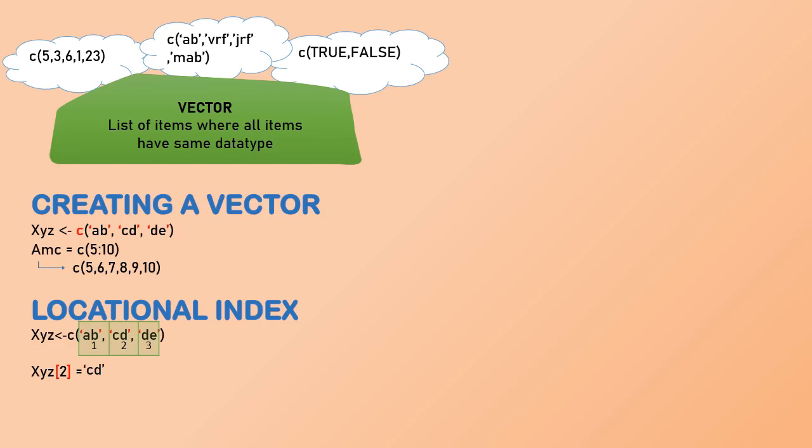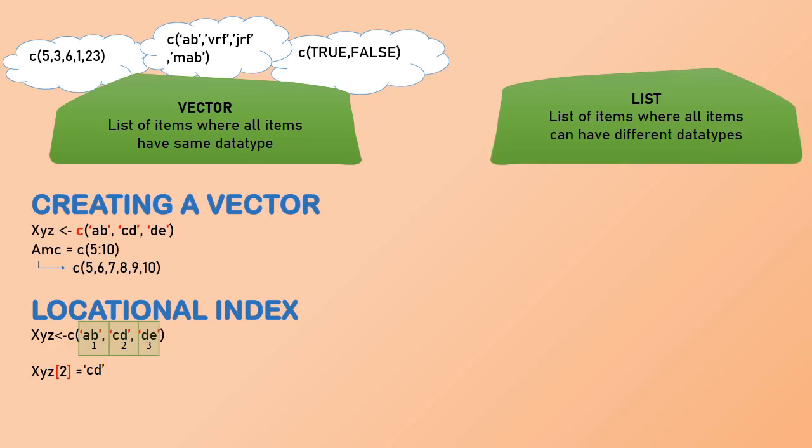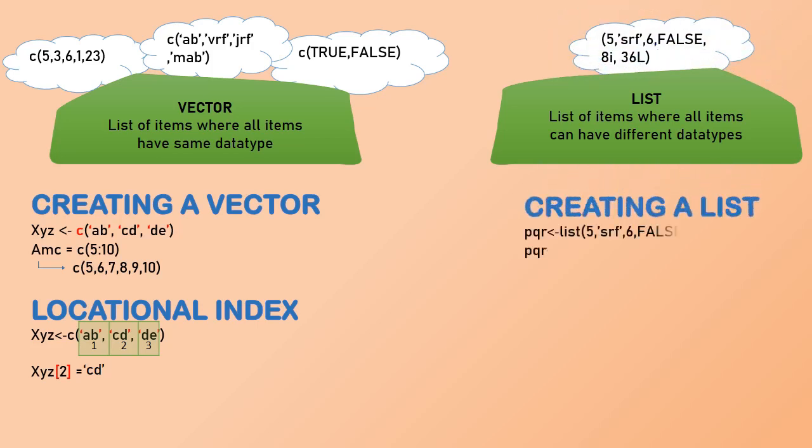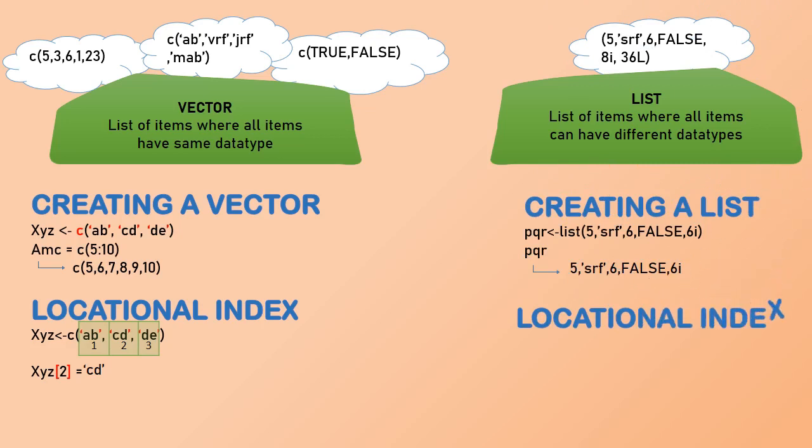Similar to vector, there is another data structure called a list. The only difference is that the items in it can belong to different data types. One can create a list by making a list of items in parentheses and adding list before it. Similar to vector, each item here is also given a location index. For example, PQ of 5 will give 6i.